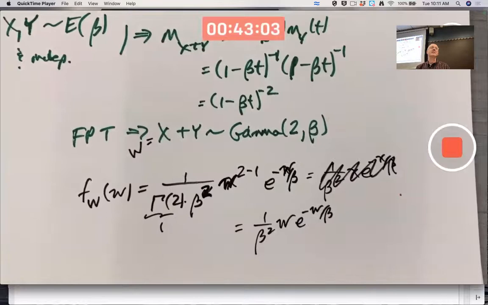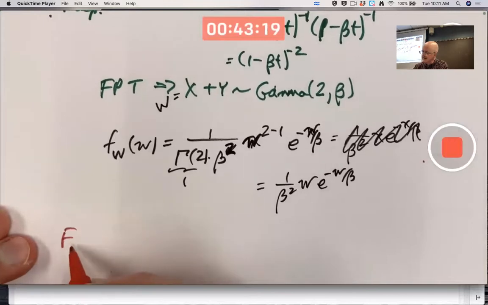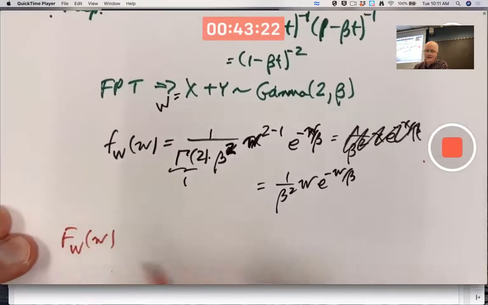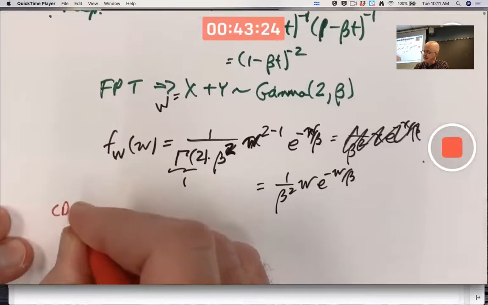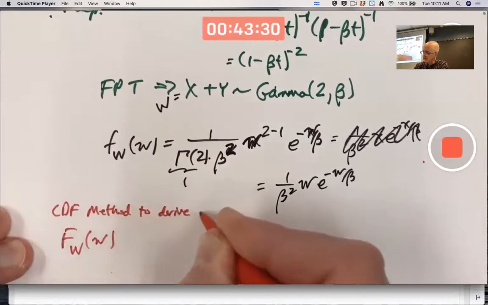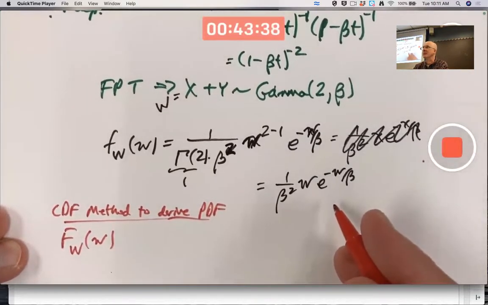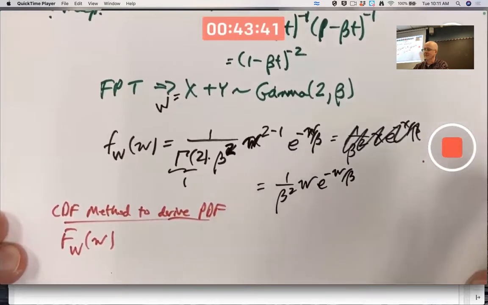Can we derive this PDF some other way, like the CDF method, for example? The answer is yes, but it's not easy. Let's use the CDF method to derive it. So far, I've just used the table, right? I haven't derived this. I've just used the table and the fingerprint theorem and this fact.